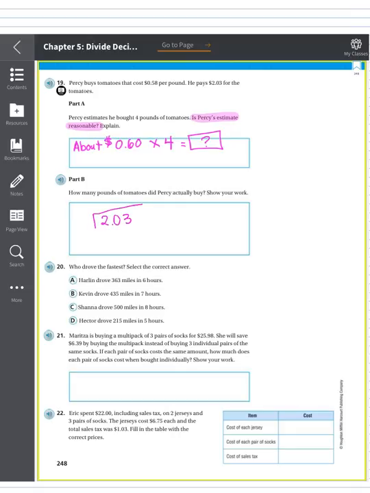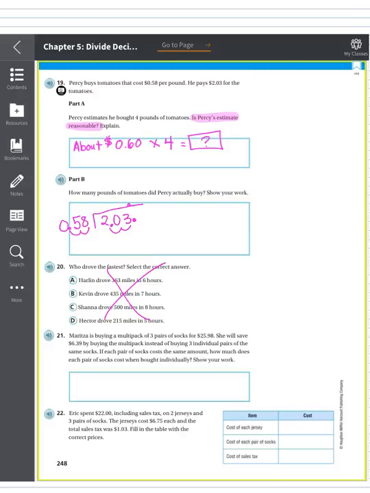Okay, part B, so how many pounds did he actually buy? You're going to divide $2.03 by 58 cents per pound. Again, you have to get rid of that decimal place to solve the problem. And then however many pounds that is your answer, you will know the answer for that. We're going to skip number 20. And number 21 is a multiple step problem.